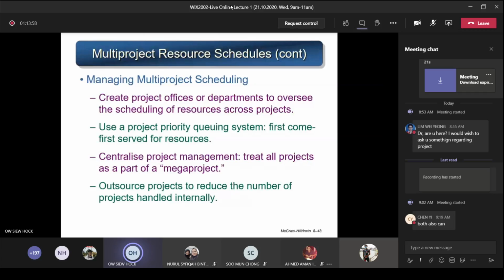Another method is using outsourcing. I will mention this method to you. You don't have enough resources, so you outsource projects to reduce the number of projects you handle internally. You don't have enough people, you don't have equipment or material, then you go to other people, subcontract, go outside, become outsourced. So what kind of project do you outsource?